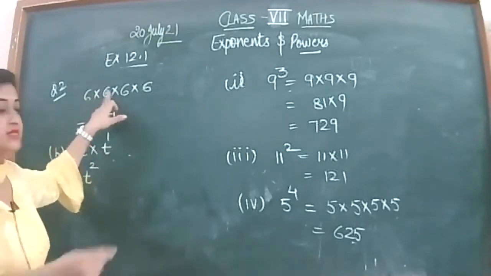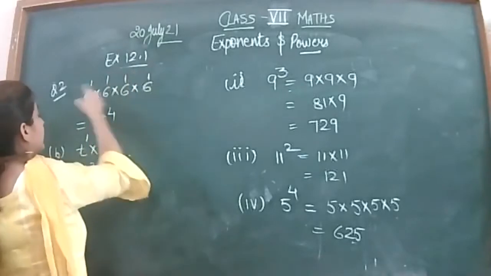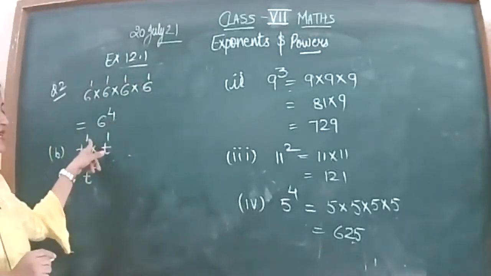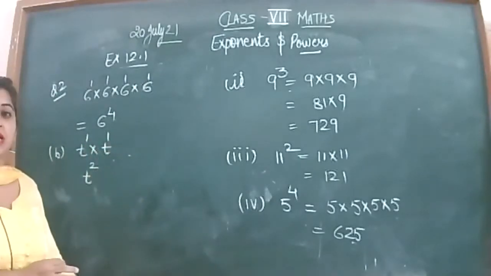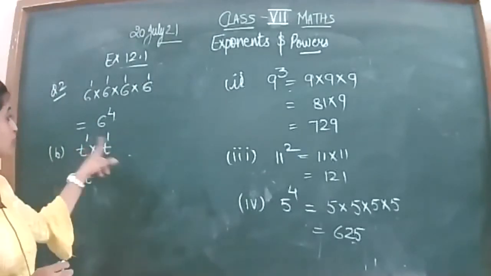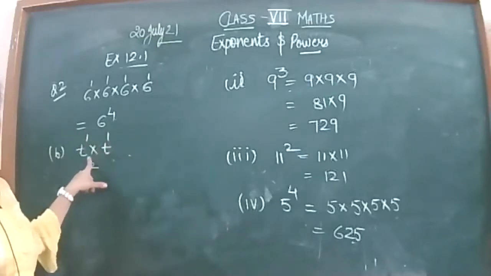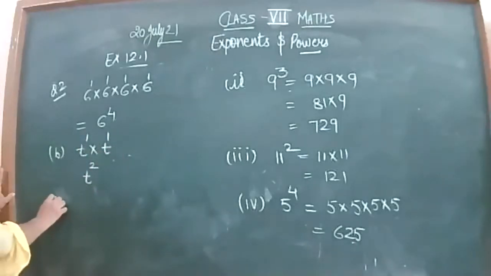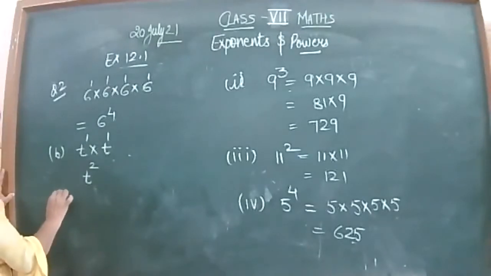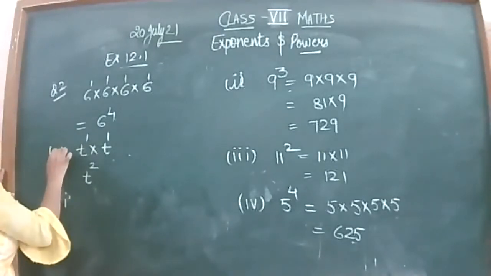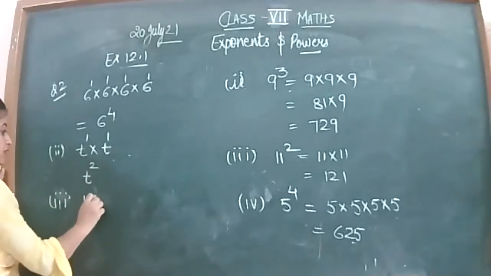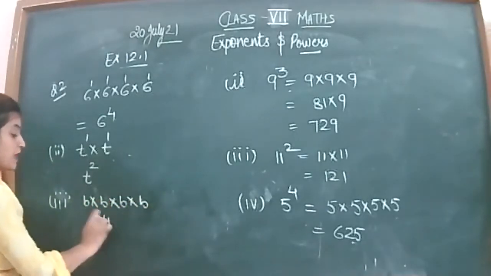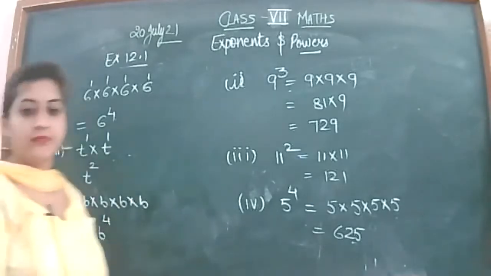6 raised to power 1, 6 raised to power 1, 1, 1, 1. 1 plus 1 plus 1 plus 1 will become 4. T raised to power 1, T raised to power 1. Power is occurring 2 times. Both the powers will be added because the base is same. So T raised to power 2. B into B into B into B. B raised to power 4.